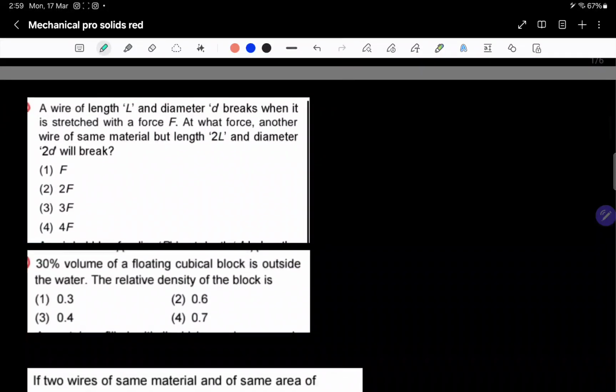A wire of length L, diameter D, breaks when it is stretched with force F. At what force will another wire of the same material but length 2L and diameter 2D break? Breaking stress. Breaking stress is nothing but force per unit area. So this is constant only, students. Given condition, this is constant. So F1 by A1 equal to F2 by A2.